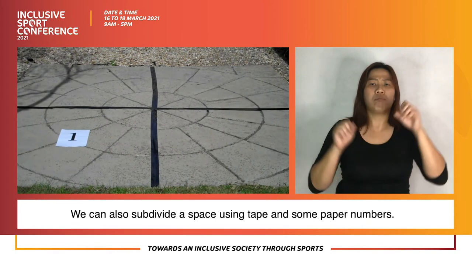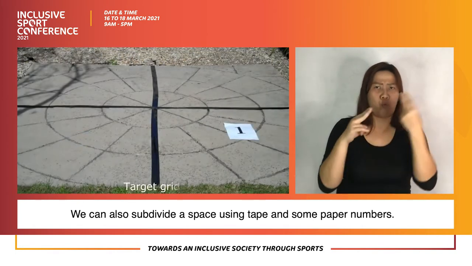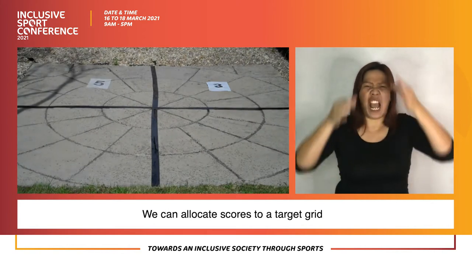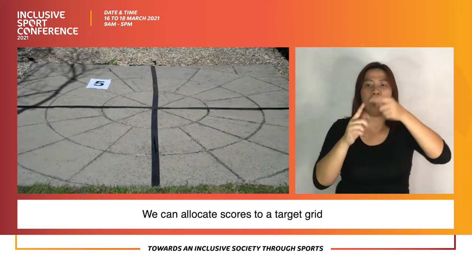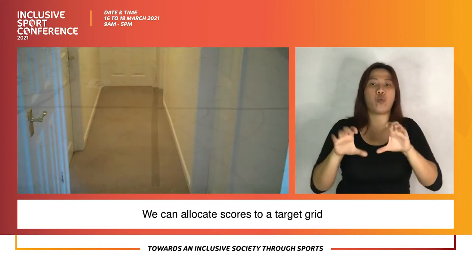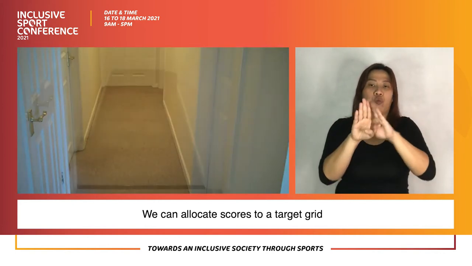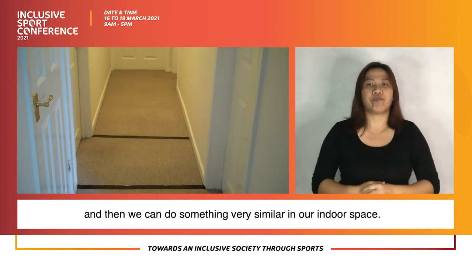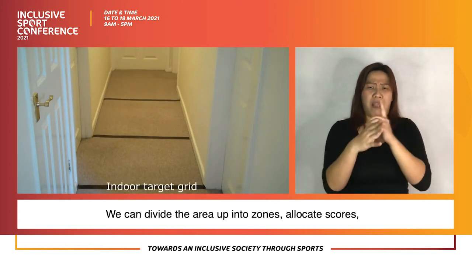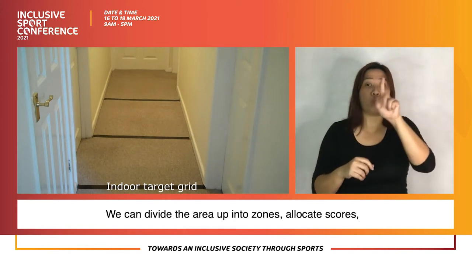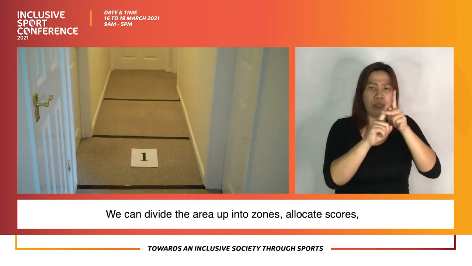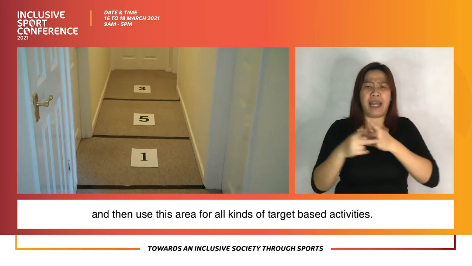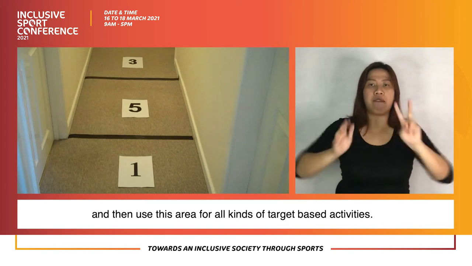We can also subdivide a space. So using tape and some paper numbers, we can allocate scores to a target grid. And then we can do something very similar in our indoor space. We can divide the area up into zones, allocate scores, and then use this area for all kinds of target-based activities.